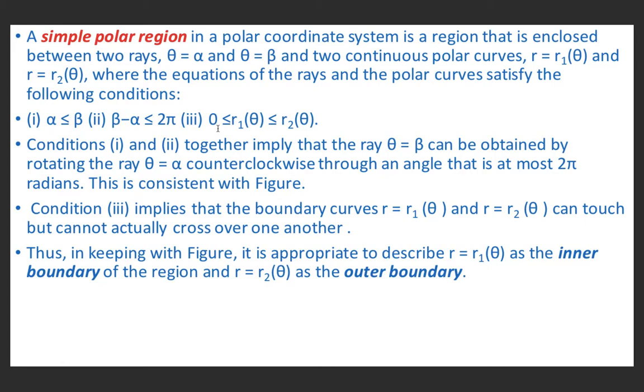Now this condition, 0 less than or equal to r1(theta) less than or equal to r2(theta), implies that the boundary curves r equal to r1(theta) and r equal to r2(theta) can touch each other but cannot actually cross over one another. So, in keeping with the figure, it is appropriate to describe r equal to r1(theta) as the inner boundary of the region and r equal to r2(theta) as the outer boundary of the region.